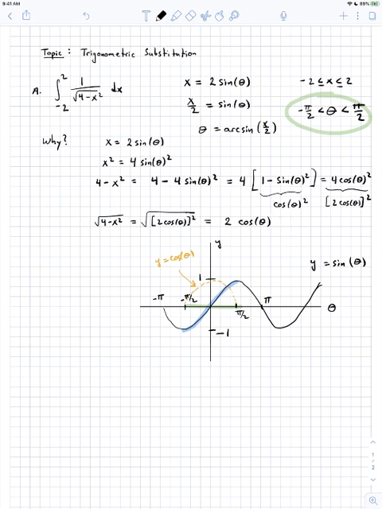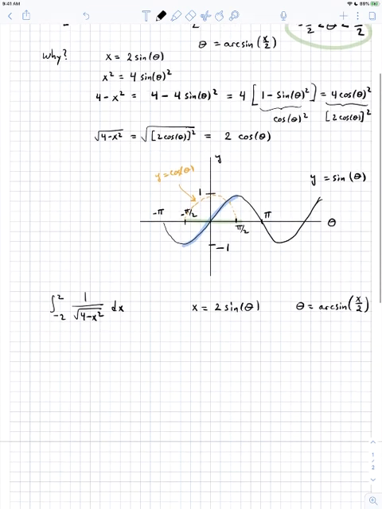So let me just rewrite this integral from minus 2 to 2, 1 over the square root of 4 minus x squared dx. So the substitution that we want to make is x equals 2 times sine of theta. But we shouldn't forget that really what that means is that theta is arcsine of x over 2. We're going to need that fact at some point, if not for this problem, for another.